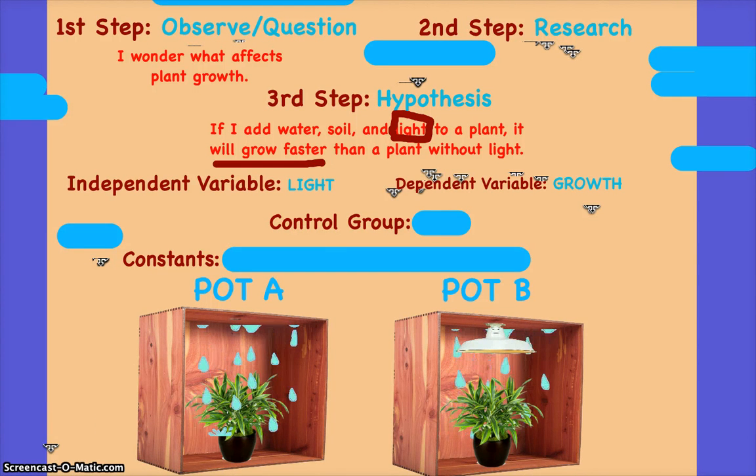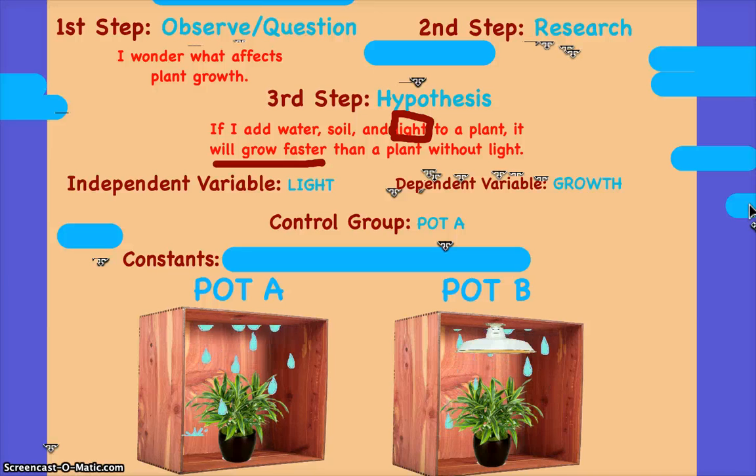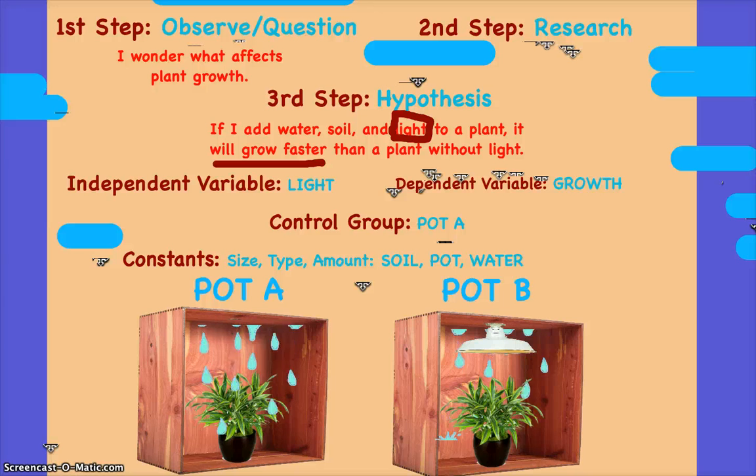Which one is my control group, people? Pot A. Why? Because you're not adding light. Because I didn't do anything with the independent variable. Good. And what are my constants? Who can name some constants? Water. What else? The plant, the pot, the box, its location. All of those are good constants. Good job.